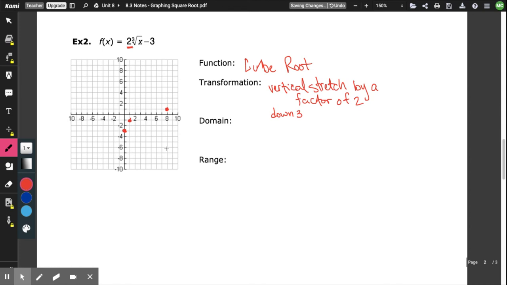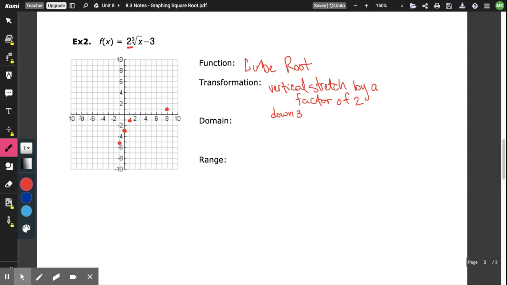Now with this one, there were a couple of points in the third and fourth quadrant also. So there was a point at negative 1, negative 1 on the parent function. When I stretch that vertically by a factor of 2, I'm multiplying the y value only by 2, so that would put it at negative 1, negative 2. And then I translate it down 3 units. 1, 2, 3, that would put it at negative 1, negative 5.